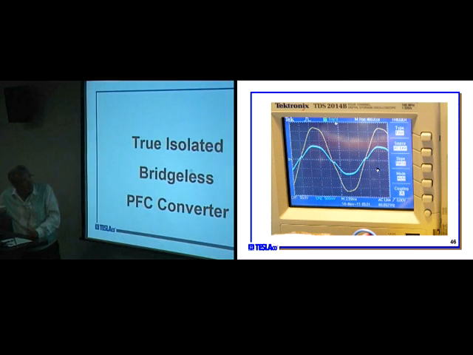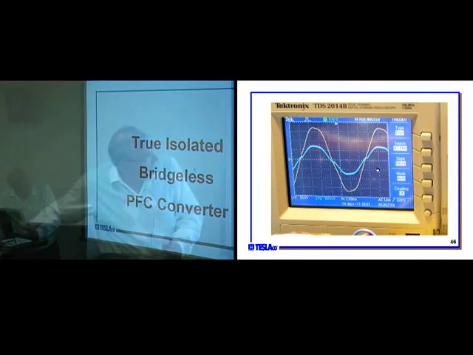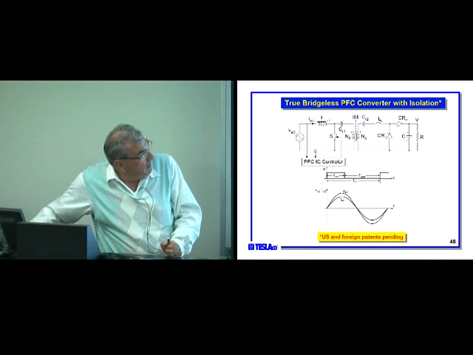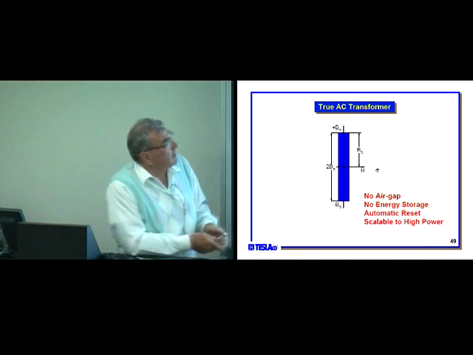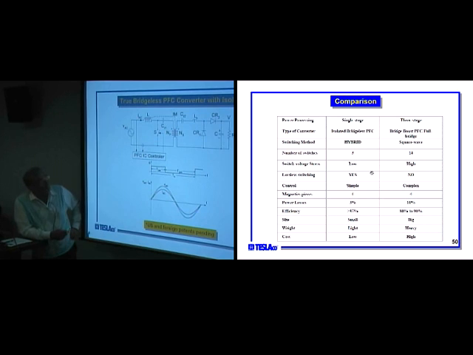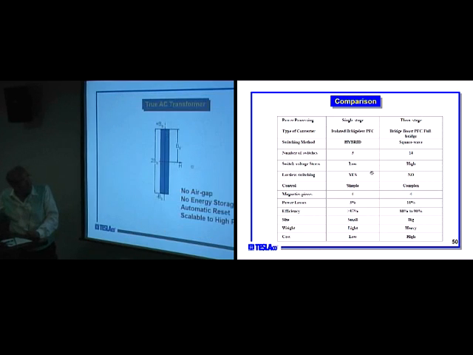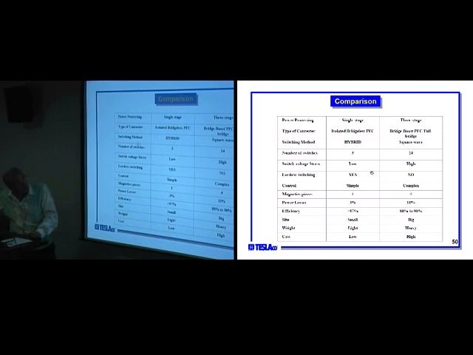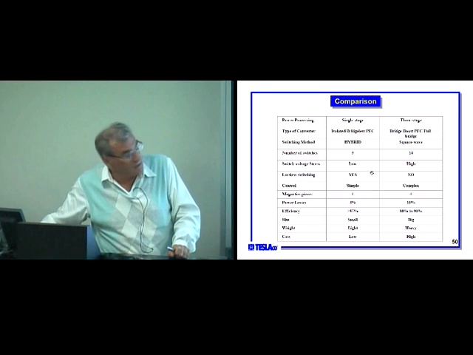So the other advantage is, how do you build isolation? Now you split this capacitor into two, and you have an isolated version. So now this operates at 100 kilohertz, and the whole thing is small, and you have isolation, etc. So now it's an AC transformer. You can scale it up to high power, and you're comparing 3 versus 14 switches.